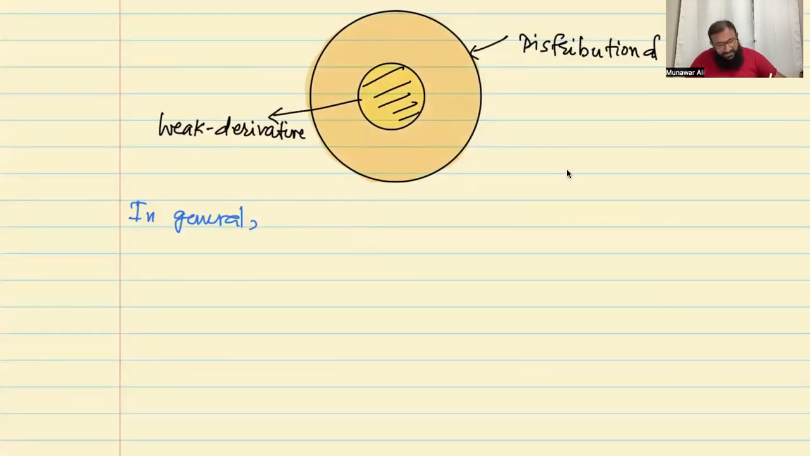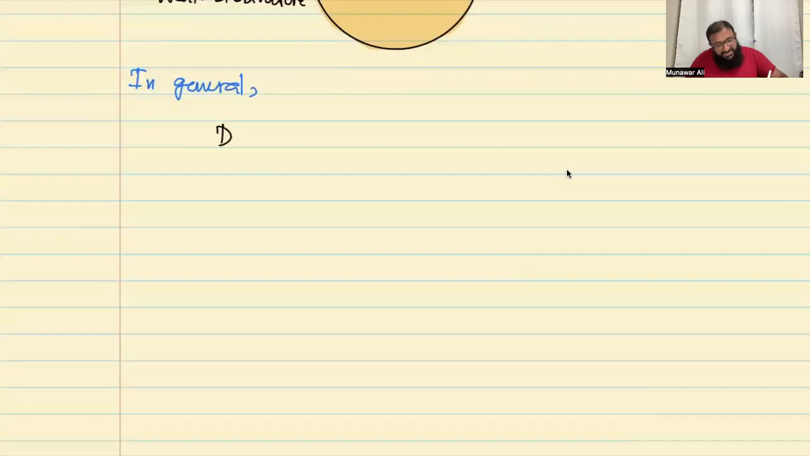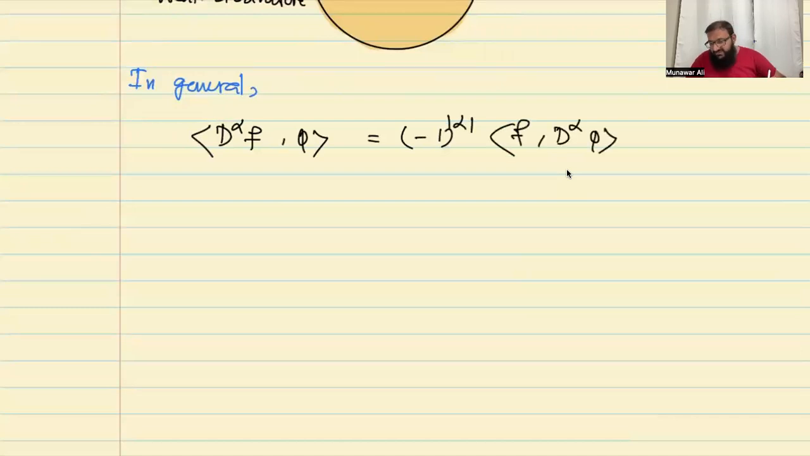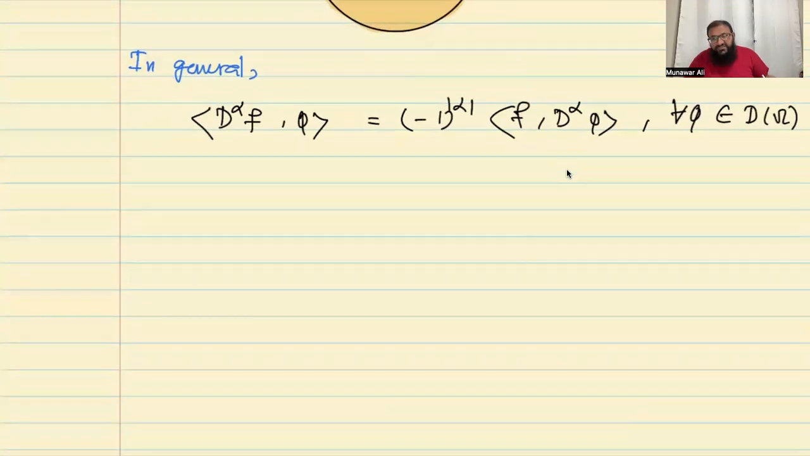In general, I can say that the derivative of f of order alpha is defined to be (-1) to the power of |alpha|, f operated on the alpha derivative of phi, for all these phi from the space of test functions. And this is called the alpha derivative of f, or the alpha order derivative of f in the sense of distribution. So this is the alpha order derivative.